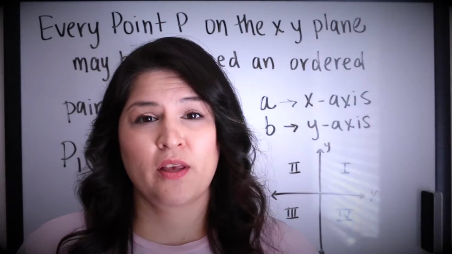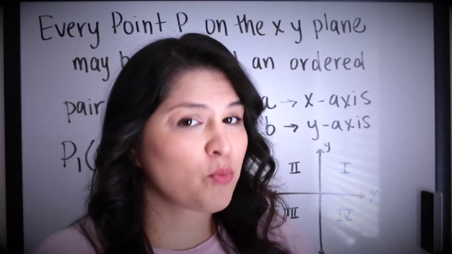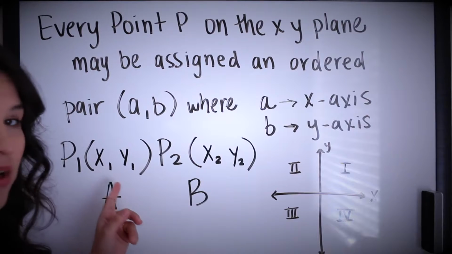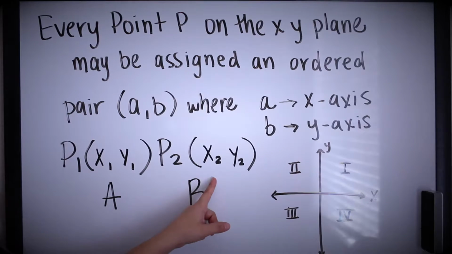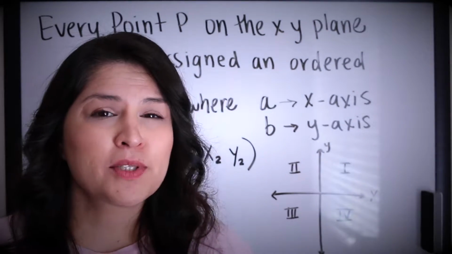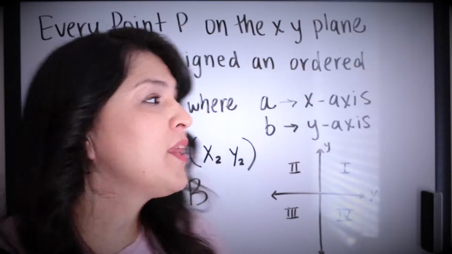Now, with the distance formula, you will be given 2 points and you will be asked to find the distance between both points. Your first point, which is the x1, y1, and your second point, which is your x2, y2. Now, when you are given these problems, you'll be asked to find the distance between point A and point B.